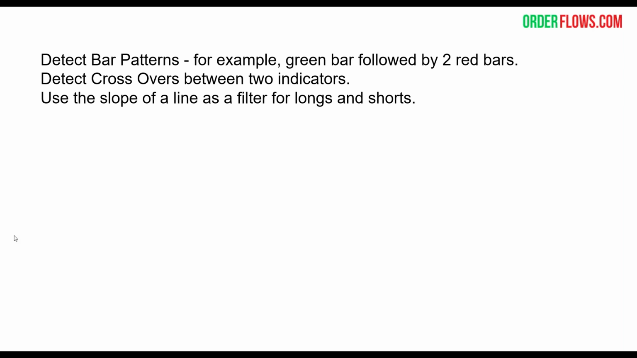All right, guys. So, Pablo talked about a couple of things, detect bar patterns. For example, the green bar followed by two red bars. Honestly, I didn't realize how strong that was. Just looking at the chart, I saw a lot of signals on that. So you can imagine you could add bar patterns as a filter. You could do crossovers between two indicators. Maybe you want this moving average and that moving average, along with order flow or VWAP. Say today's VWAP crosses yesterday's VWAP, and you're looking for trades in that direction, or use the slope of the line as a filter for longs and shorts.